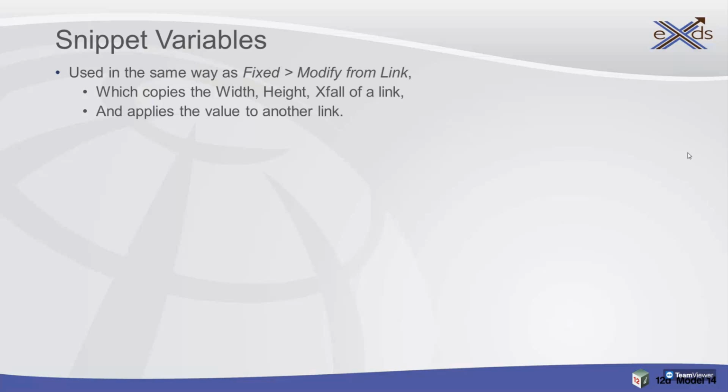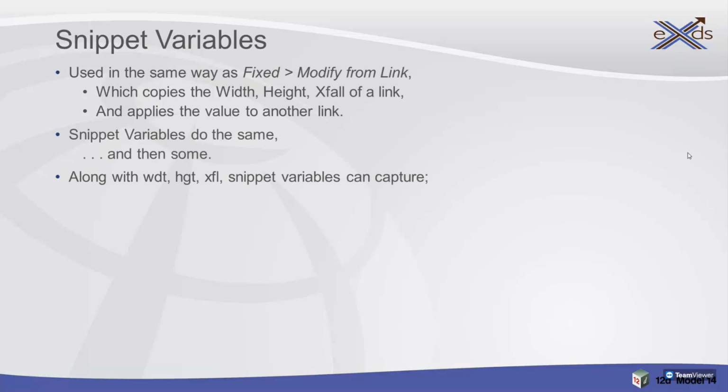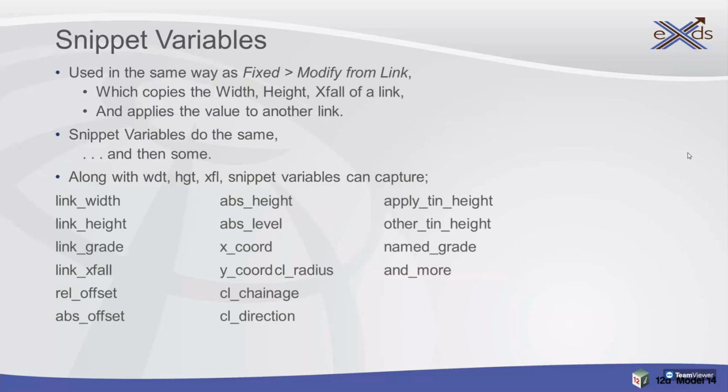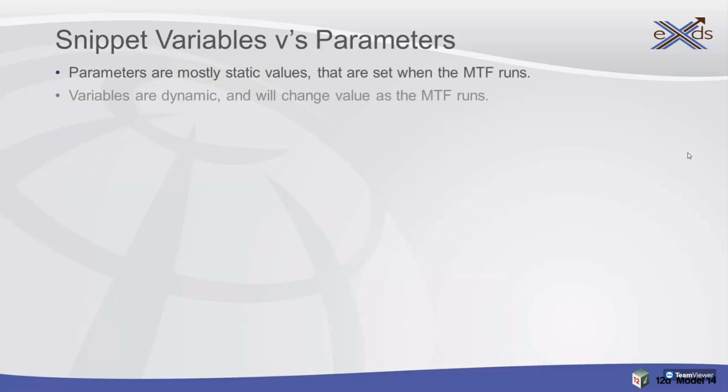So that's probably the easiest way to describe a variable: it operates quite similar to that modify from link command, except that variables can do a lot more. Apart from width, height and crossfall, we can get the grade, the relative offset, so it's the relative offset from the previous link. We can get the absolute offset, which is the absolute offset from the reference string. Absolute height, level, x coordinates, centerline chainage, direction, tin heights, name, grades, and again the list goes on and on and on.